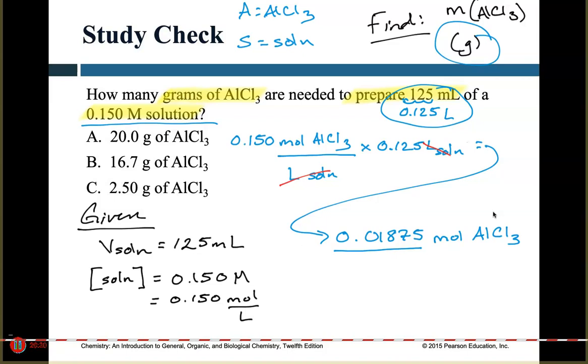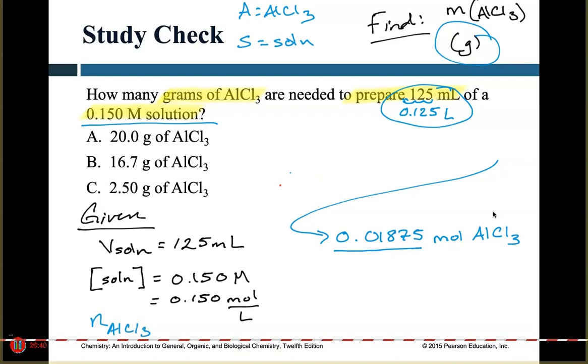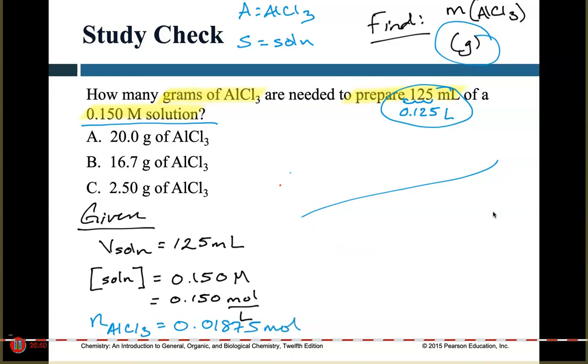So what this effectively answered is that part, and now let me write this down so we don't lose it. So we have the number of moles of AlCl3, 0.01875 moles. I'm not worrying about sig figs right now. We'll come back and readdress that later. I know the sig figs are wrong, but sometimes to avoid error, we don't do sig figs until the last step.